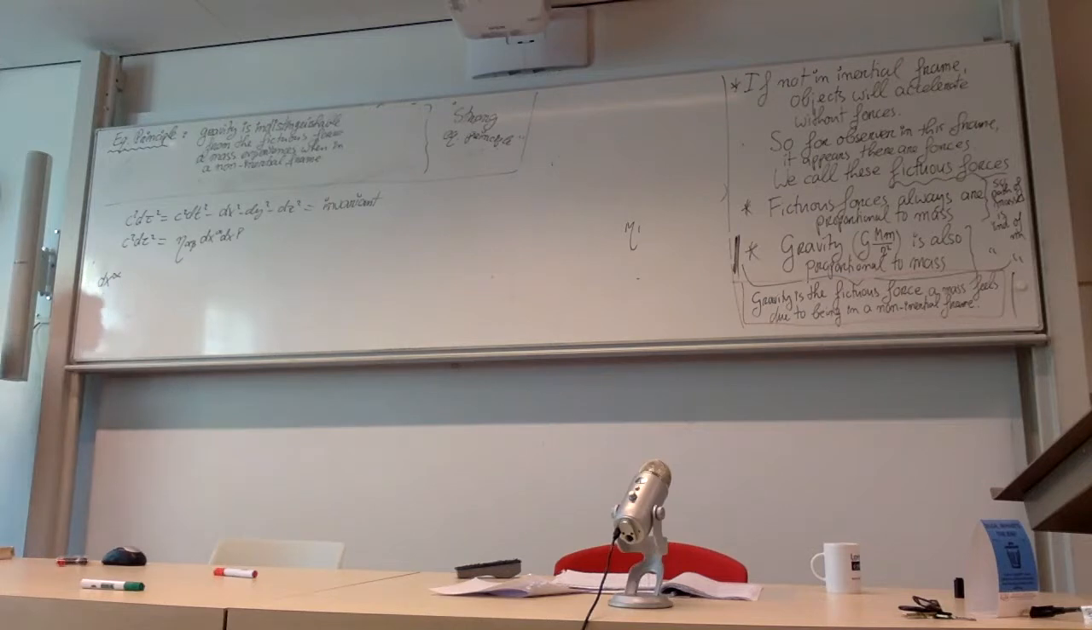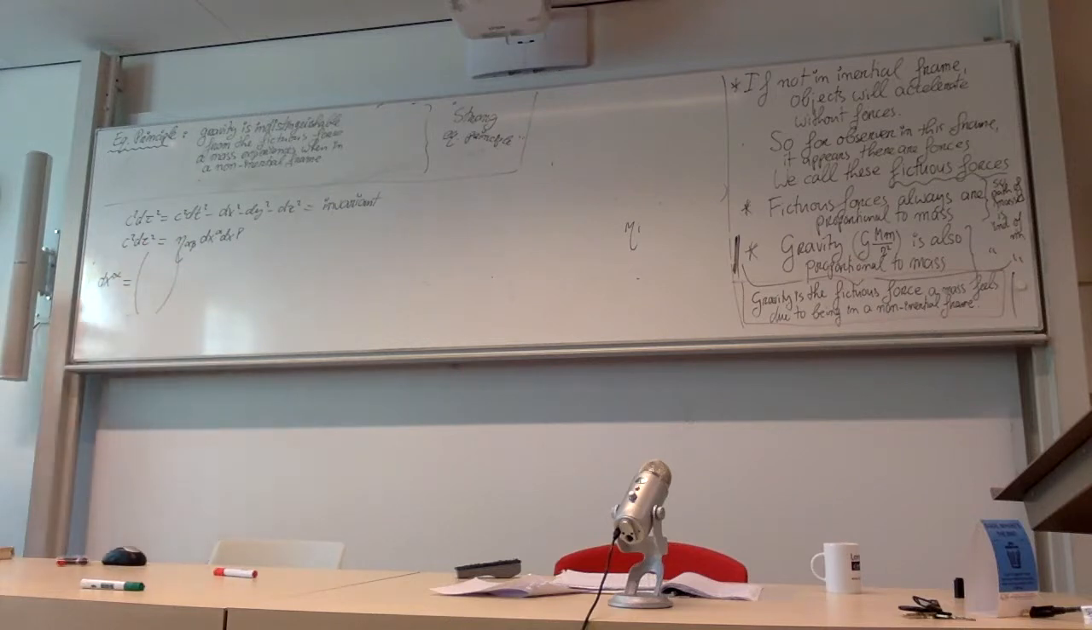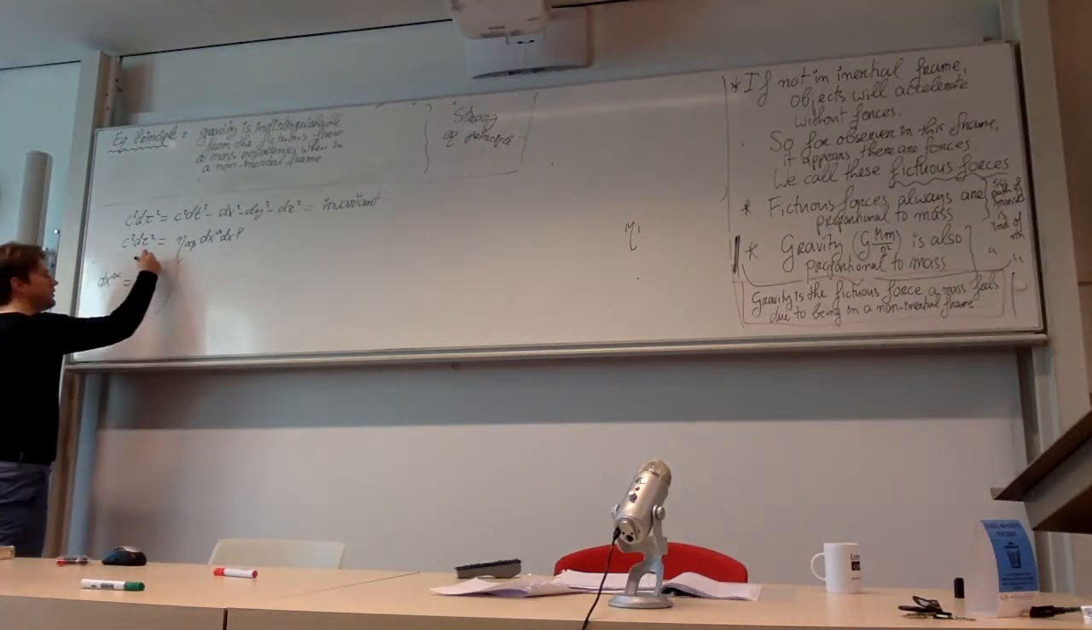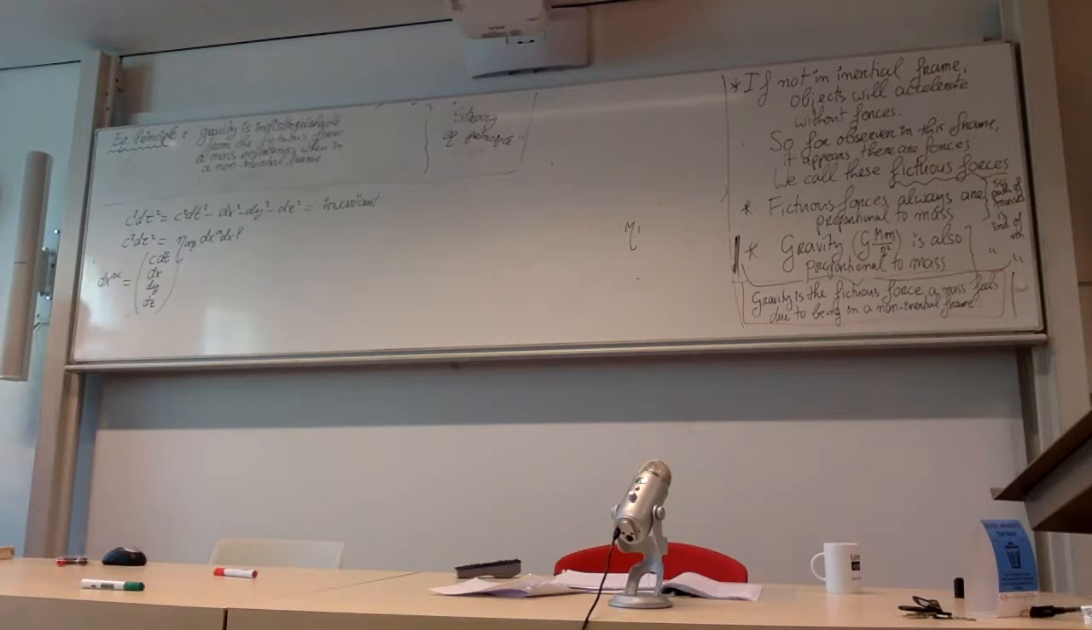dx with the Greek index on top is shorthand for 4 numbers in a column as a vector. This number is c times dt. This number is dx, dy, and dz. So that the whole dx alpha is one big shorthand notation for all these 4 things.